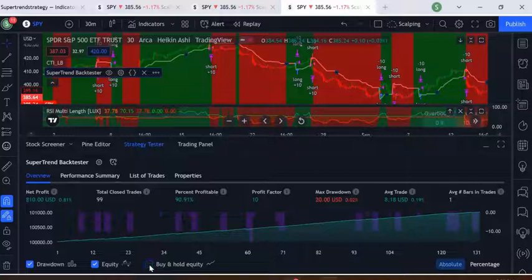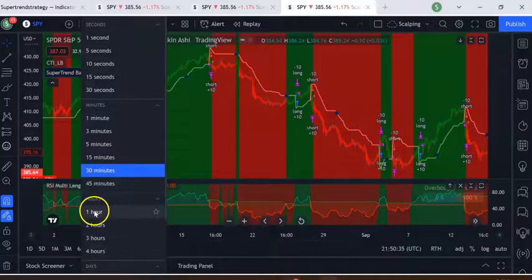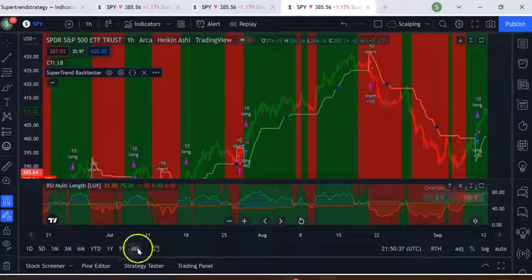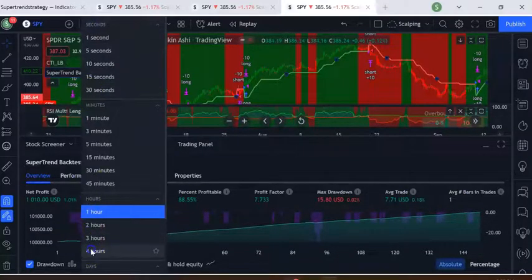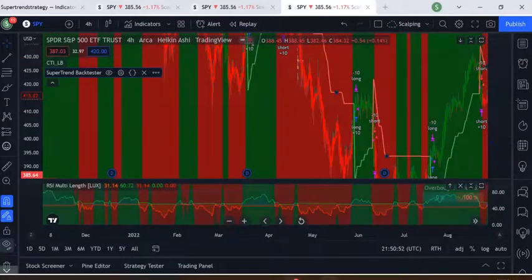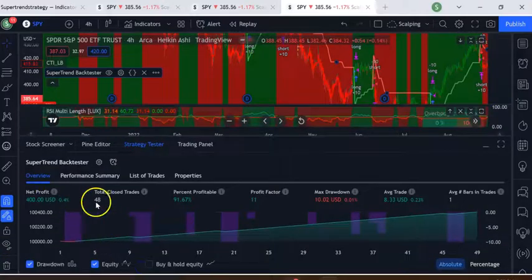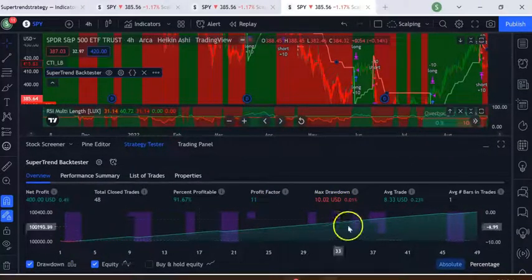That is 90%. Now let's go to 1 hour. Let's go to strategy tester here. So 1 hour is 88%. Now let's go back to 4 hours. 4 hours is 91%. See here, 91% on strategy tester. The 48 trades, factor 11. There's a little drawdown here and then it's all up and up.